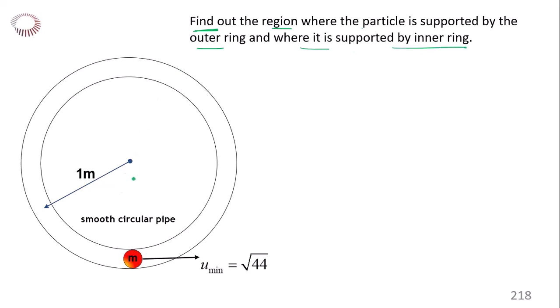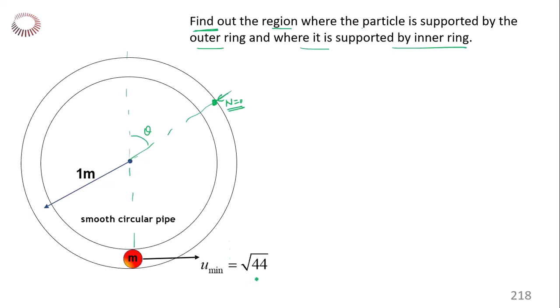So for support of the outer ring, there must be one point up to which the particle will go. Let us say this is the theta position. At this point, let us say the outer ring normal becomes 0. That means that at this point tension is equal to 0. So for the outer ring, apply the concept of the string, and for the inner ring, when both the rings are there, apply the concept of the rod.